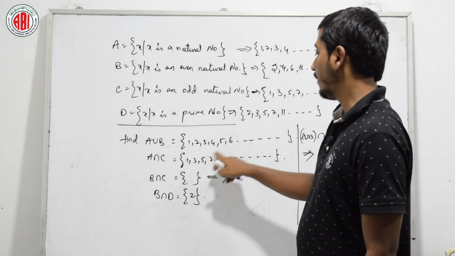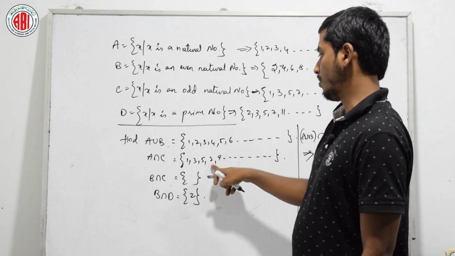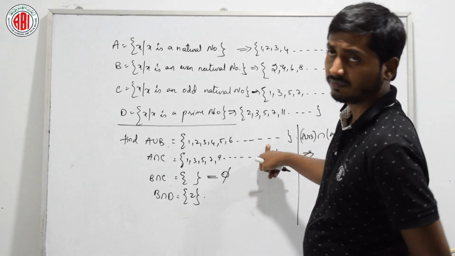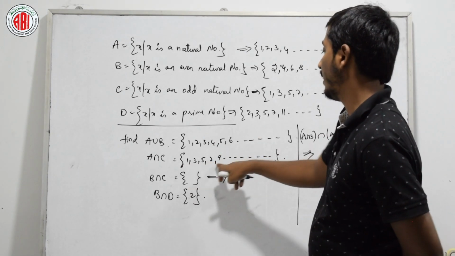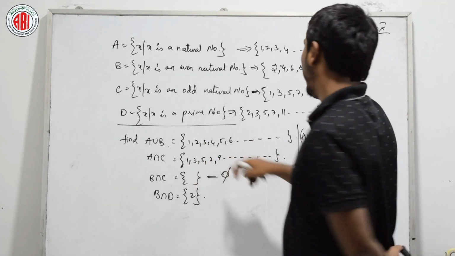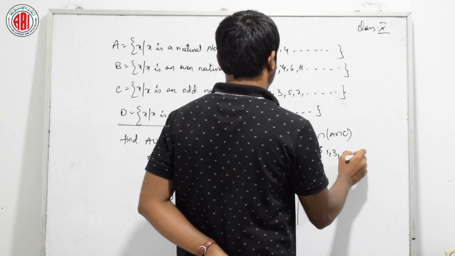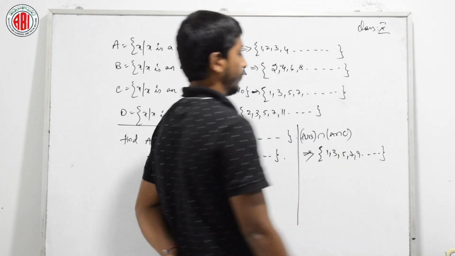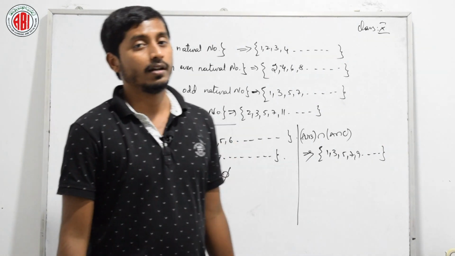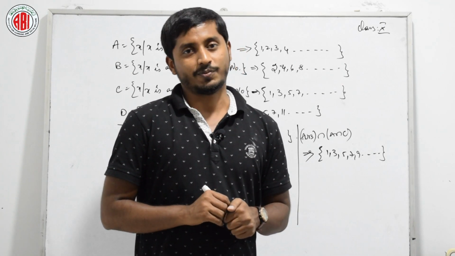1, 3, 5. The next? No 6, no 7. What are these actually? These are natural numbers and these are completely odd numbers. So the common part will be 1, 3, 5, 7, 9 and so on. Is it right? This is how we will solve different problems. Is it clear? Now let us move on to the next problem.